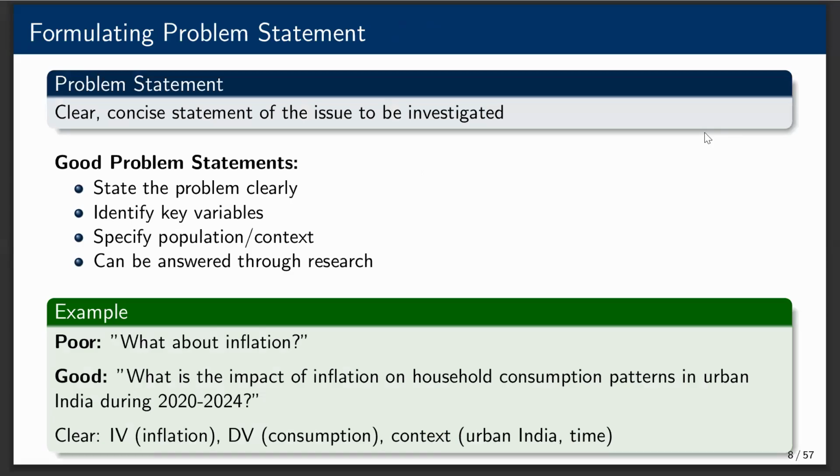Now the next step is to formulate the problem statement. The problem statement is a clear, concise statement of the issue to be investigated. So a good problem statement should state the problem clearly, identify key variables, specify the population or context, and it can be answered through research.